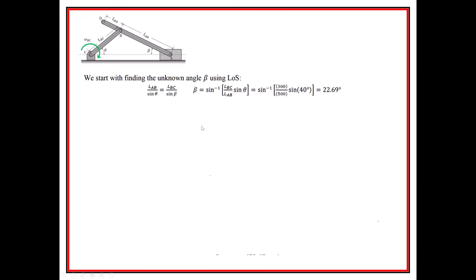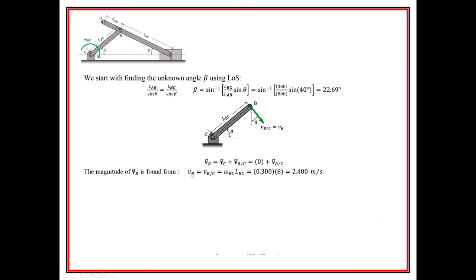So I'm going to go ahead and, well, first off, I'll find this missing angle right here. We almost always start with some type of position analysis. And then we'll figure out what the velocity of B is going to be, which is actually the velocity of B with respect to C. That's the value of it, just omega of BC right here times the length. And so that's going to be 2.4 meters per second.